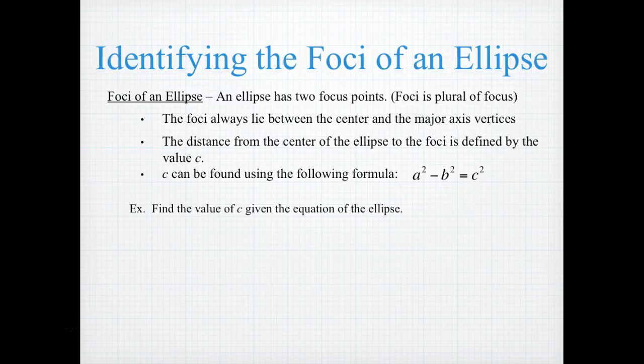So here we're going to find the value of c given a couple of equations. Those equations should be familiar because we used them in the previous lesson. So in the first equation we have x squared over 25 plus y squared over 9 equal to 1. Now remember, it's important to identify which values are a and b. The larger of the two denominators always takes the value of a.